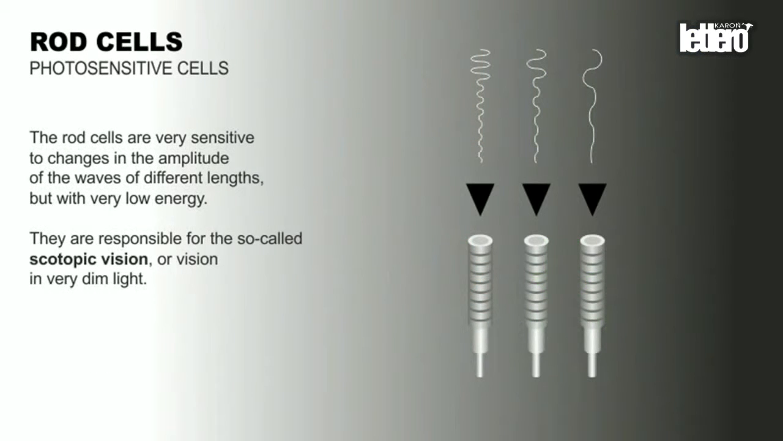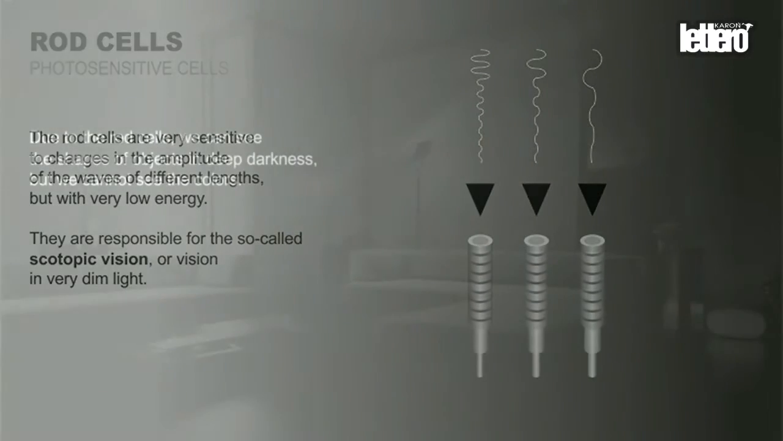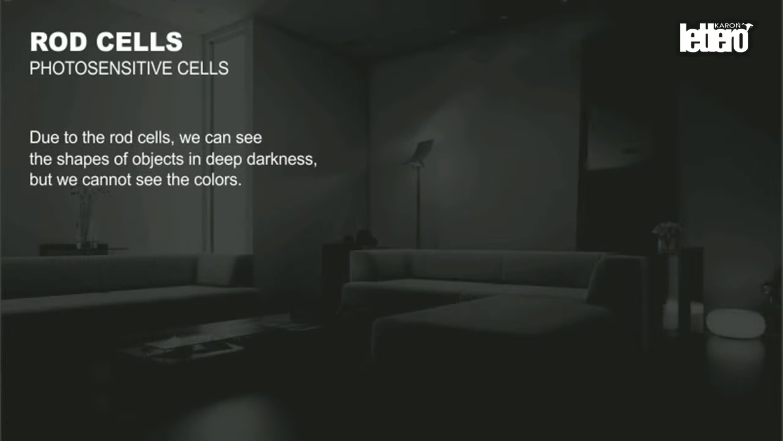Rods are cells which are very sensitive to amplitude changes in waves of different lengths and of low energies. They are responsible for scotopic vision, i.e., vision in very dim light. They allow us to see the shapes of objects in deep darkness, yet we are still unable to see their colours.